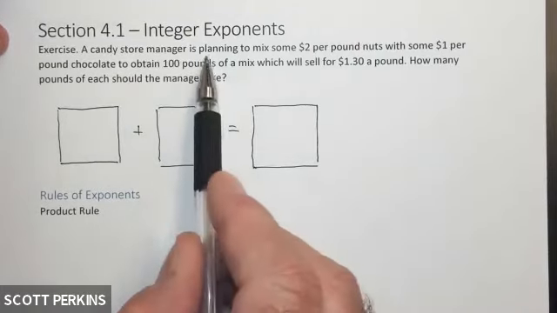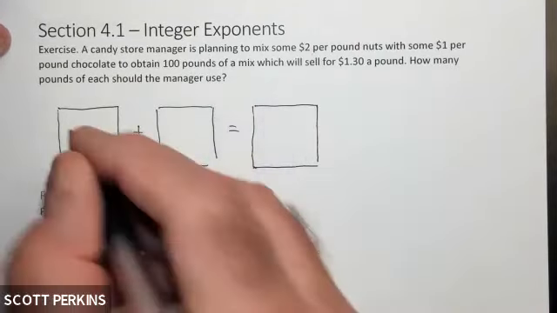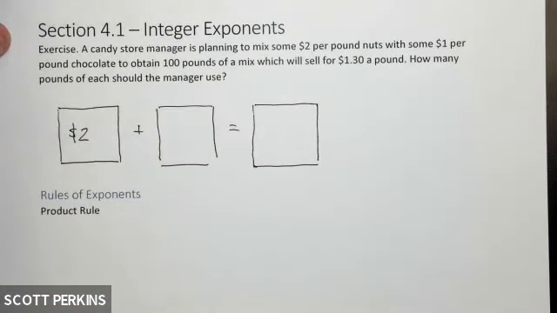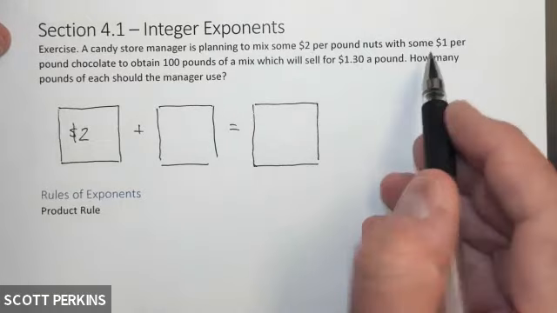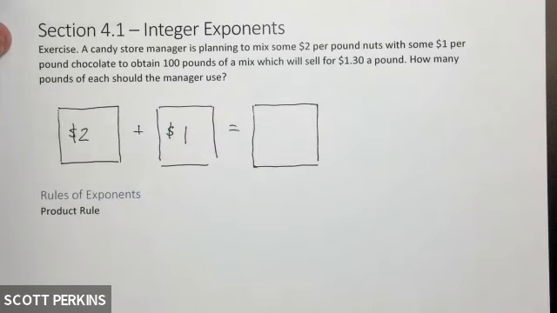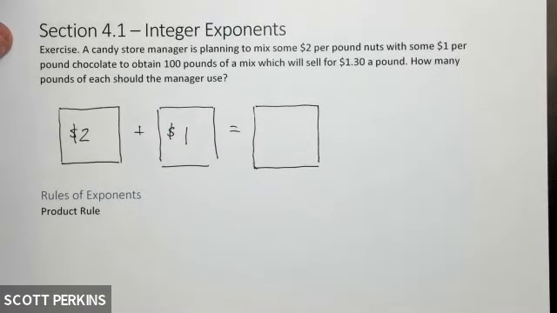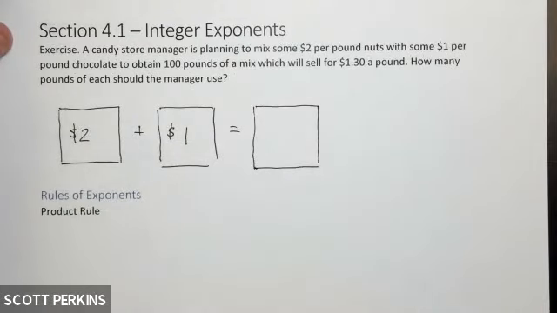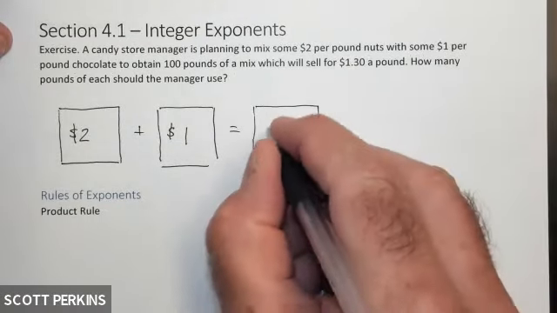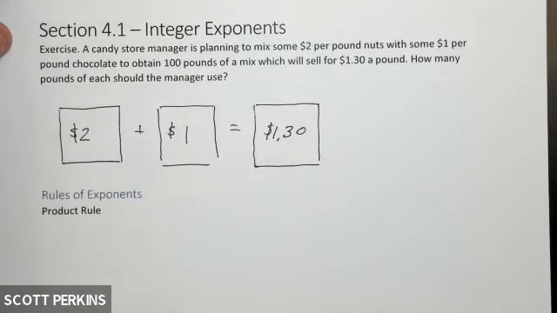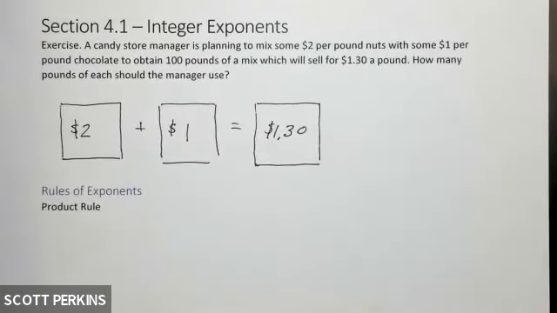So we've got our candy store managers planning to mix some $2 per pound nuts. So this is $2 per pound that I'm going to fill in on my first box, with some $1 per pound chocolate. Okay, I guess we're keeping the numbers nice and round on this problem. And wants to obtain 100 pounds of a mixture that will sell for $1.30. Okay, so this is going to be $1.30. Whoops, there we go.